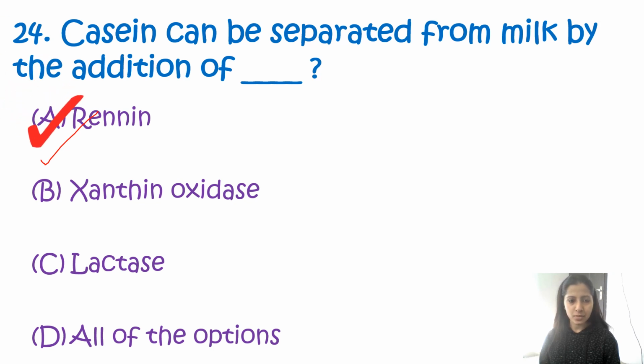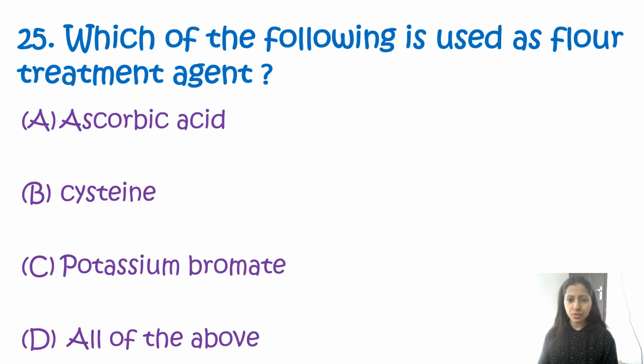Question number 25. Which of the following is used as a flour treatment agent? Option A, ascorbic acid; option B, cysteine; option C, potassium bromate; and option D, all of the options. So a flour treatment agent is also known as a dough conditioner or a bread improver. Actually, it is a chemical or an ingredient which is added to the dough or the bread to improve or strengthen the texture of the bread or the dough in some way.